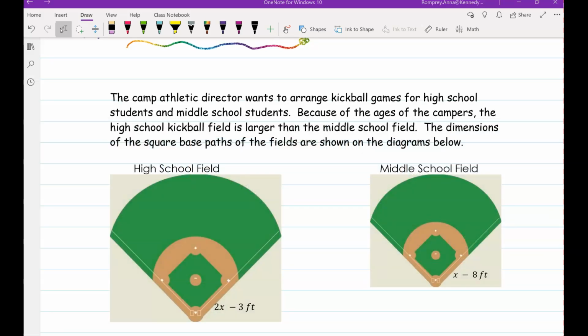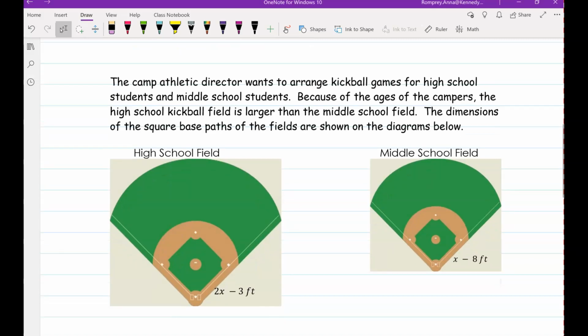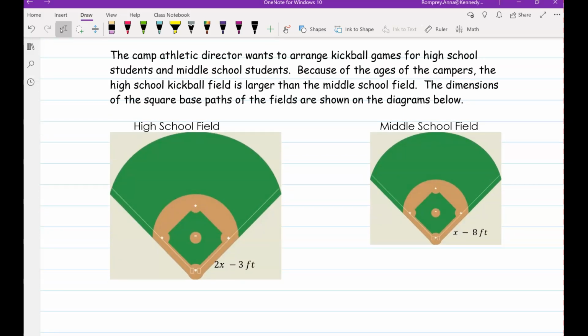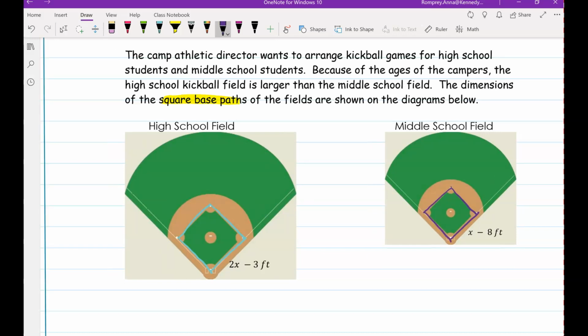The camp athletic director wants to arrange kickball games for high school students and middle school students. Because of the ages of the campers, the high school kickball field is larger than the middle school field. So the dimensions of the square base paths, all right, square, I'm thinking that's probably important, of the fields are shown in the diagrams below. Okay, so we're talking about just the base paths. So I've got the larger field, the high school field, and then the other one a little smaller is our middle school field. So we're just talking about the square base paths.